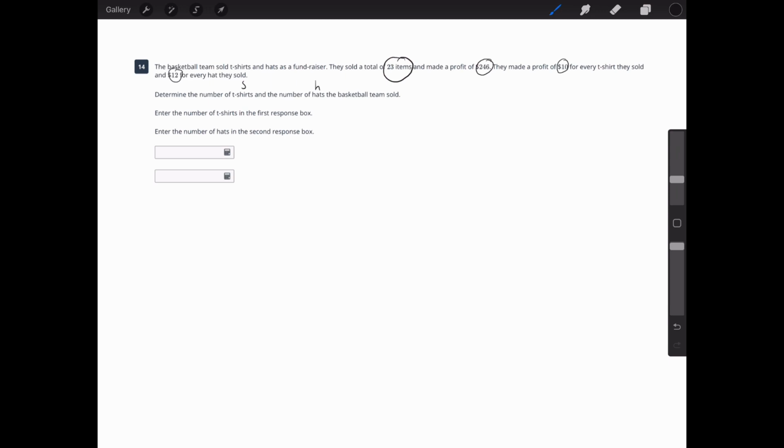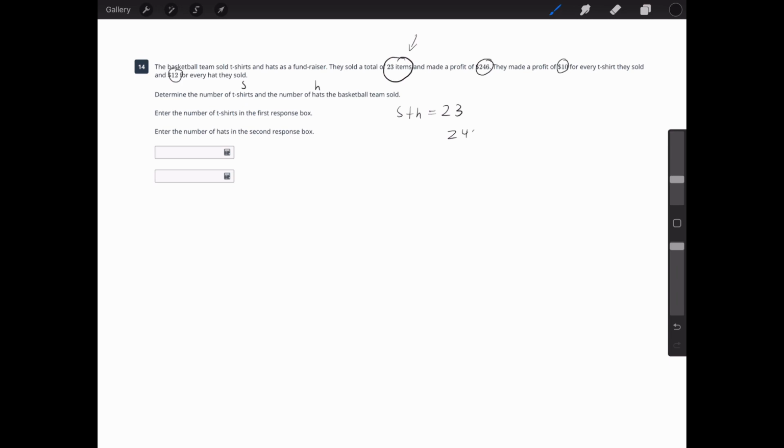So keeping a note, we have two variables, so we're probably going to need two equations to solve this. So let's focus on the 23 items sold. That means that S plus H has to be equal to 23. That's a very simple first equation we can make.